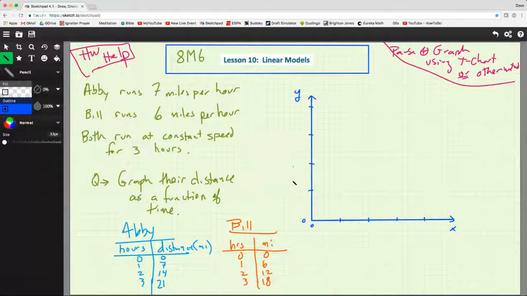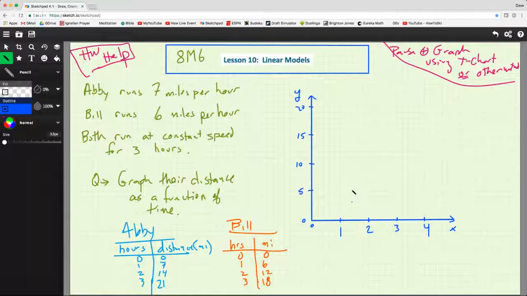So now we need to put our scale out there. Let's see, 0, 1, 2, 3. That'll fit nicely. And then our distance, we have to make sure we fit 21 on here. So this could be 5, 10, 15, 20. Oh, this is going to work nice. So 21 is right here.